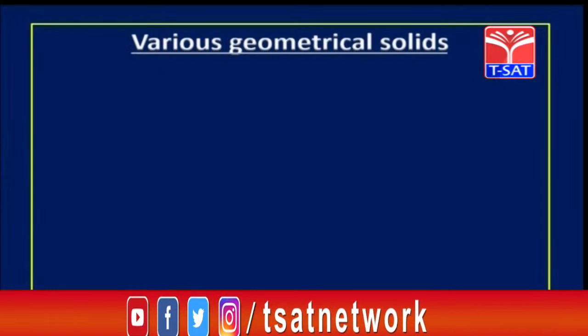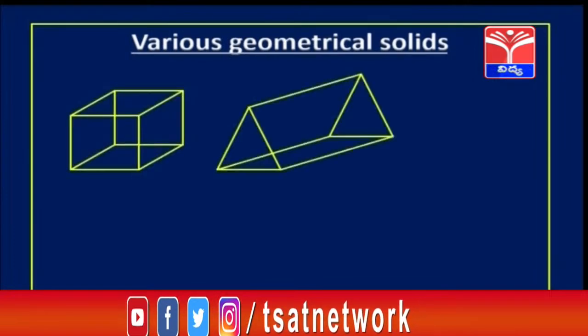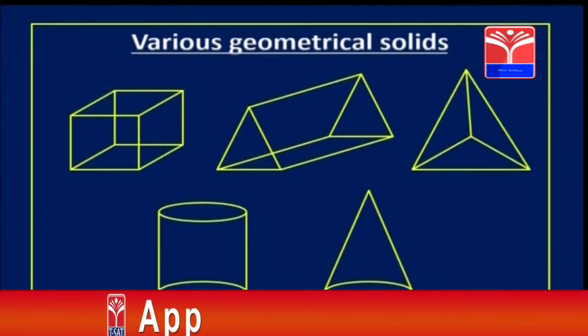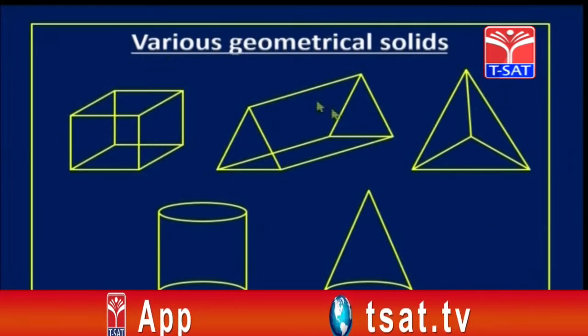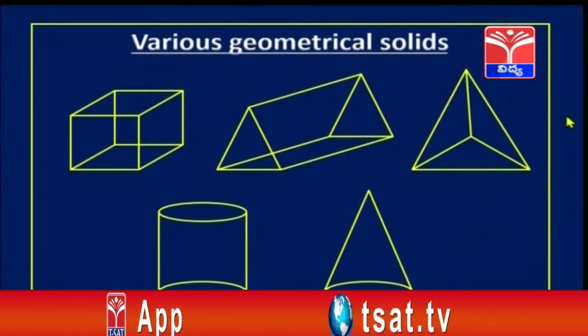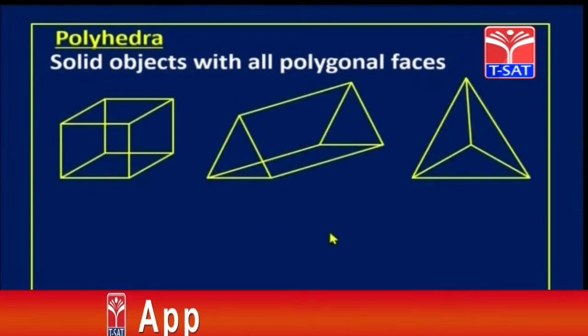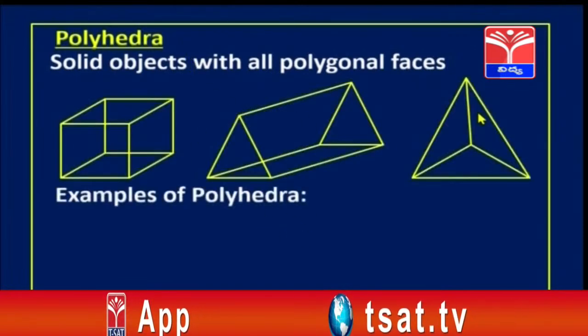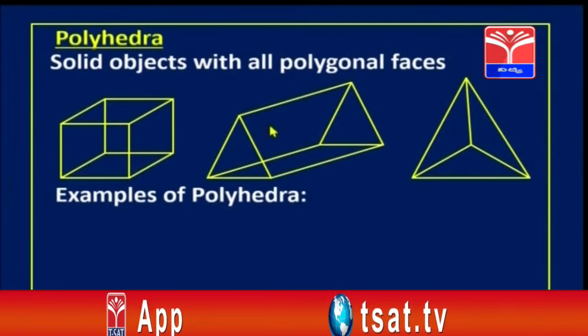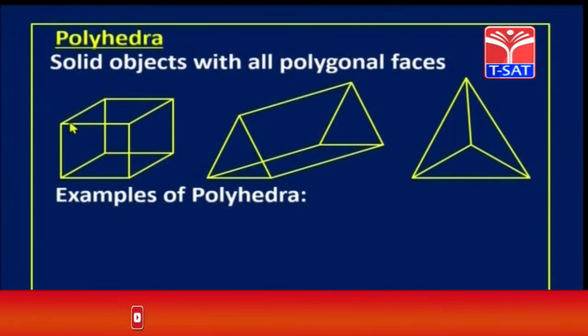Now let us understand various geometrical solids. Children, here on the screen I am taking 5 solid figures. Children, what are you observing on the screen? Yes, various geometrical solids which we observe in our day-to-day life. Now let us understand what are called polyhedra, children. Solid objects with all polygonal faces are called polyhedra. Children, I am taking here examples: cube, prism and pyramid. See, children, this is a cube, this is a prism, this is a pyramid.